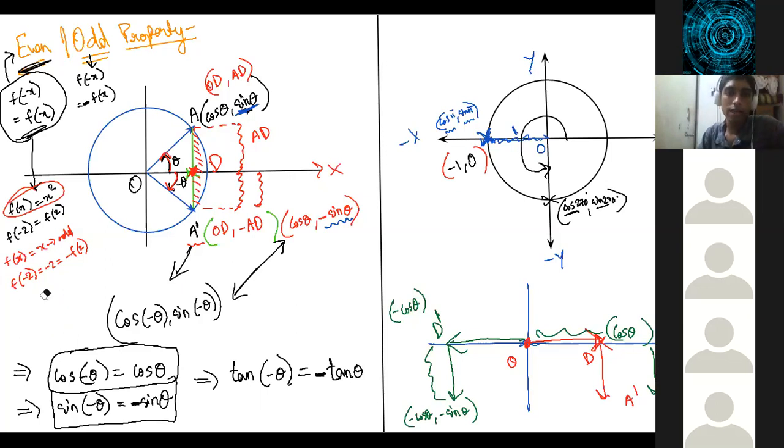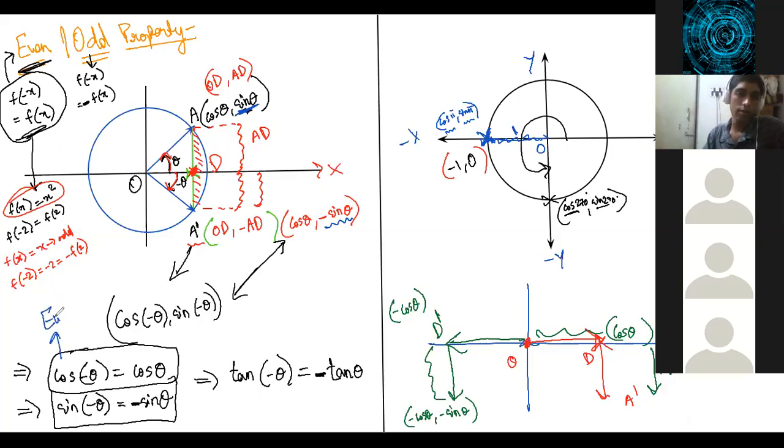So cos theta. I was asking about cos theta. Is cos theta an even function or an odd function? Sir, even function. Yeah, very good. So cos theta will be even. Sin theta? Sir, odd. There are only two options. What about tan theta? Sir, odd. Yeah, odd function.